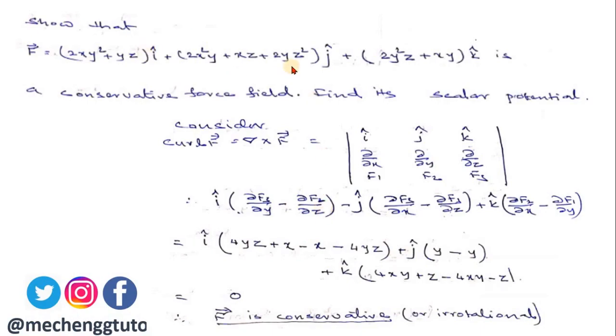to z. F2 is here. With respect to z, there is no z in this term. This becomes 0. This will be x, and again this will be 0. So you get only minus x. F1, F2, F3 with respect to z.